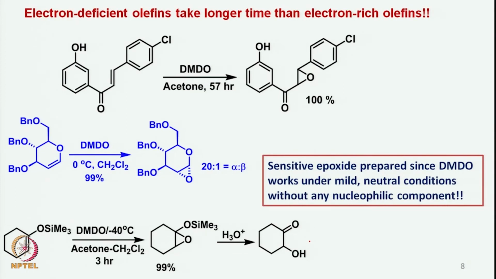As you can see here, this is an electron deficient olefin, it gives 100% of the epoxide, but it has taken 57 hours. So, it does not really matter the time, but at least it is not an unstable molecule because of hydrolytic stability, and as you can see the yield is 100%. Now, one can also use quite sensitive substrates such as this sugar derived olefin, which can react with the DMDO at 0 degrees centigrade in dichloromethane.